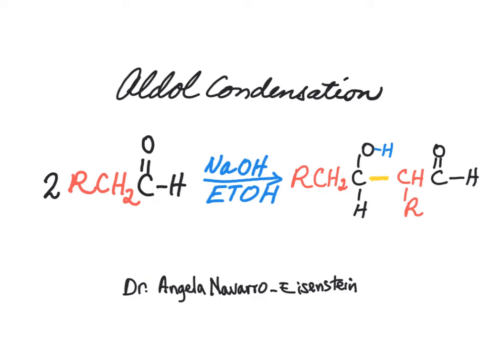This video is a continuation of the discussion of the chemistry of the alpha carbon. In this case, we're going to combine two aldehydes after the deprotonation of an alpha hydrogen to create an enolate to synthesize what we call a beta hydroxyaldehyde or a beta hydroxyketone.